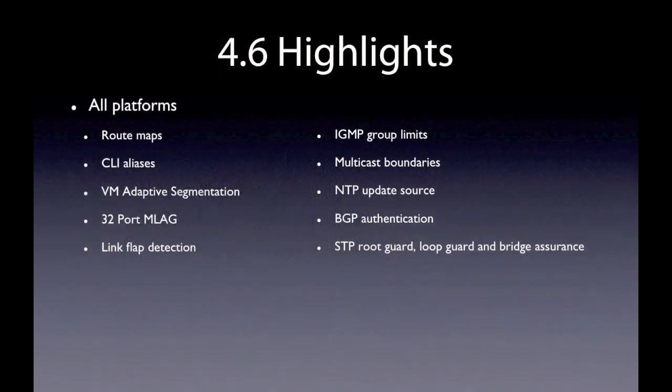The 4.6 release introduces several major new features to EOS across all platforms, including route maps, BGP authentication, and STP root guard, loop guard, and bridge assurance.